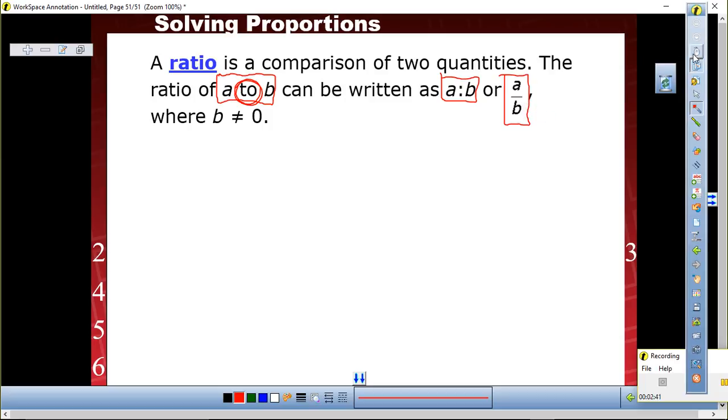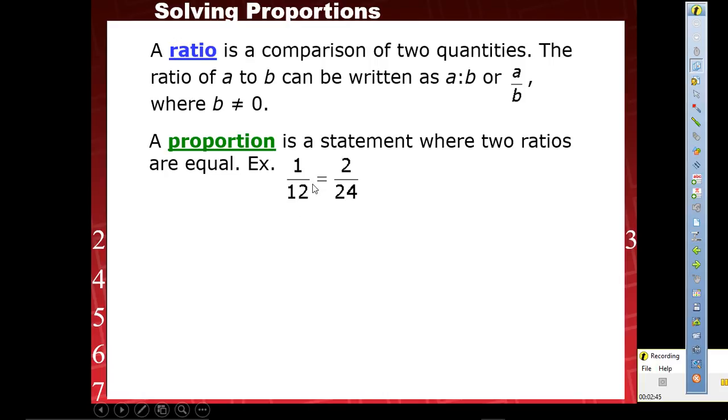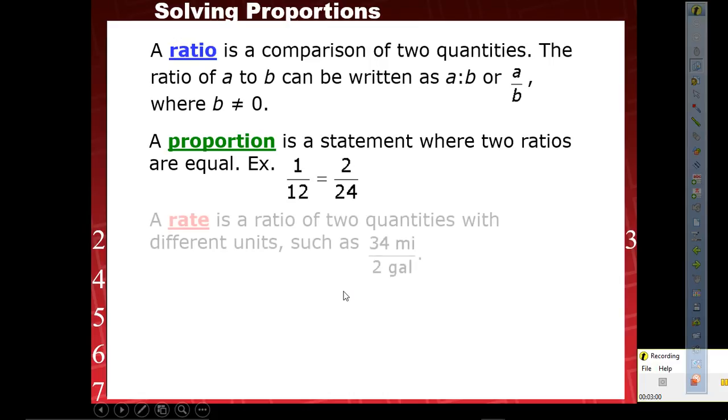Let me show you the difference between a ratio and a rate. First, let me explain proportion. A proportion is all it is: a ratio equal to another ratio, or in other words, a fraction equal to another fraction. Everybody understand? Yes. Okay.